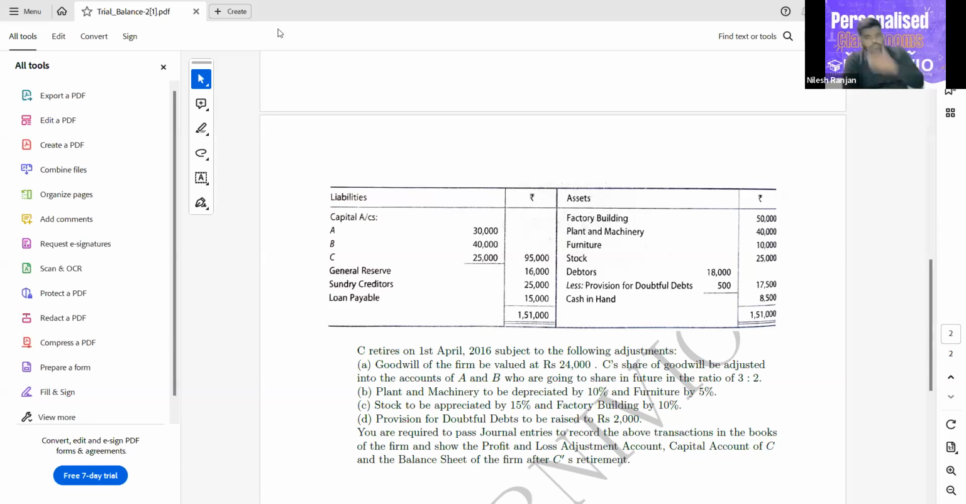Now, tell me the items that you have written. On the debit side, there are plant and machinery, furniture, and doubtful debts. Plant and machinery is 4,000. Furniture is 500. Doubtful debts is 1,500.